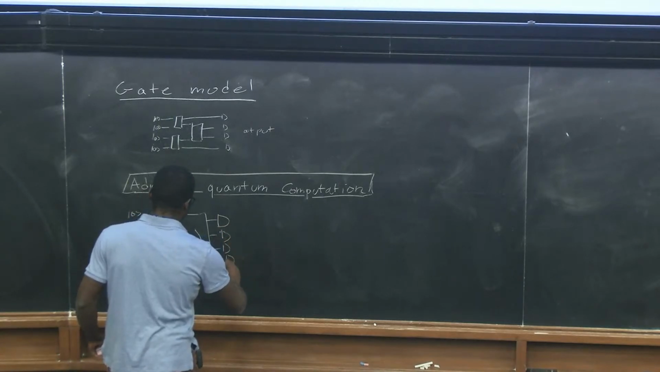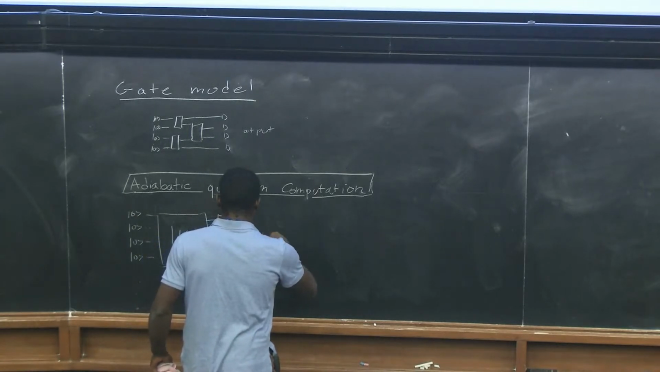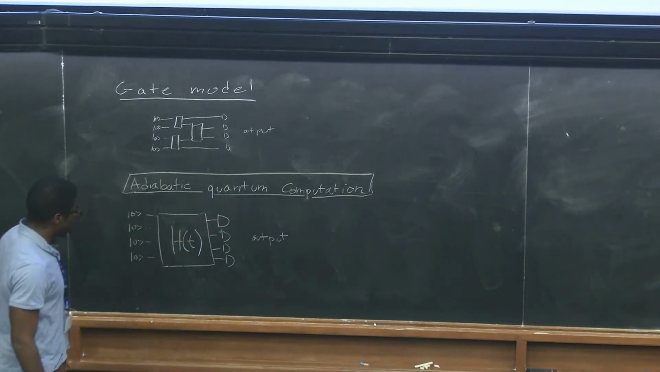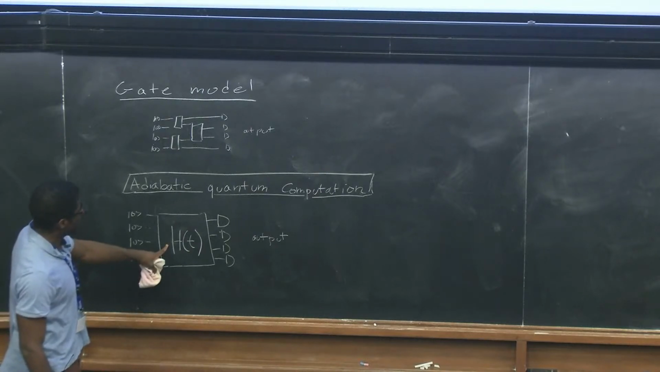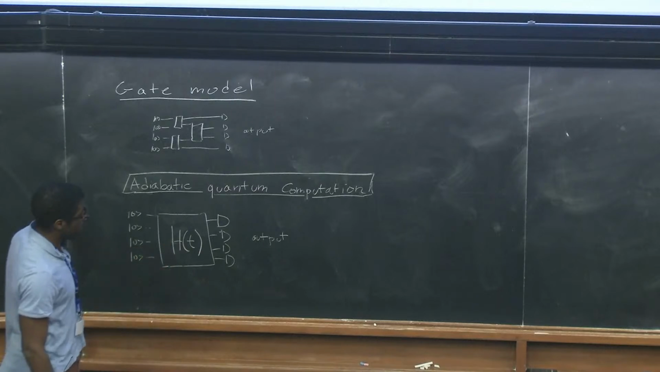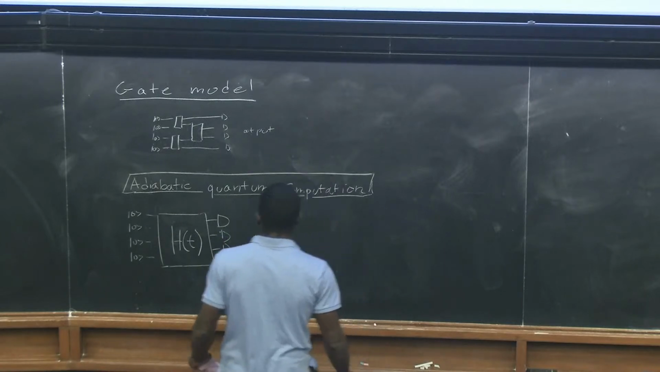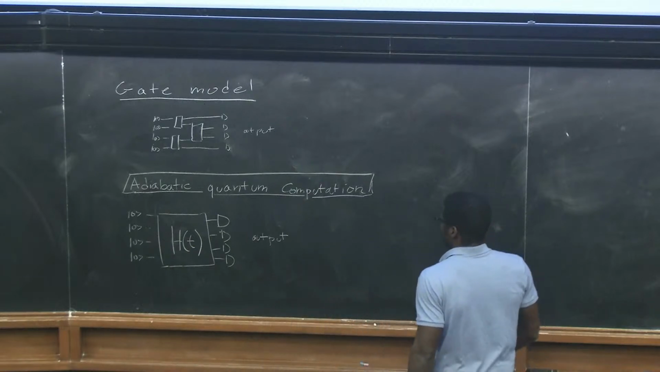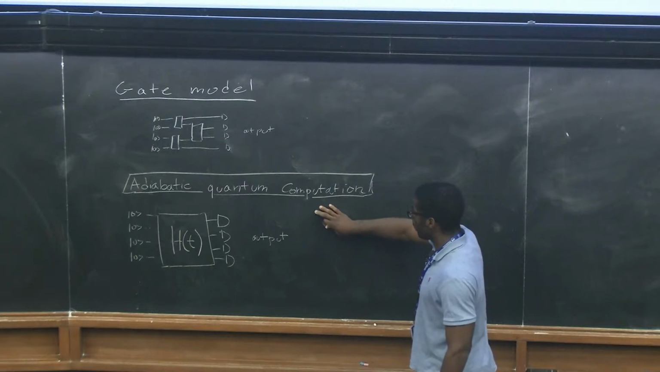You can still make measurements at the end, and you're always going to get an output. Here, the dynamics is governed by the Schrödinger equation, which is implemented by this time-dependent Hamiltonian. And the output, again, should be the solution of your computational problem. So why would we try this kind of approach, and why is it called adiabatic quantum computation?